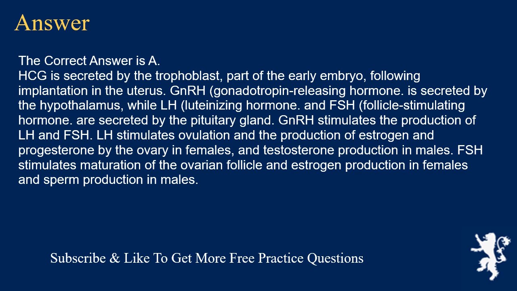GnRH, gonadotropin-releasing hormone, is secreted by the hypothalamus, while LH, luteinizing hormone, and FSH, follicle-stimulating hormone, are secreted by the pituitary gland. GnRH stimulates the production of LH and FSH. LH stimulates ovulation and the production of estrogen and progesterone by the ovary in females, and testosterone production in males. FSH stimulates maturation of the ovarian follicle and estrogen production in females and sperm production in males.